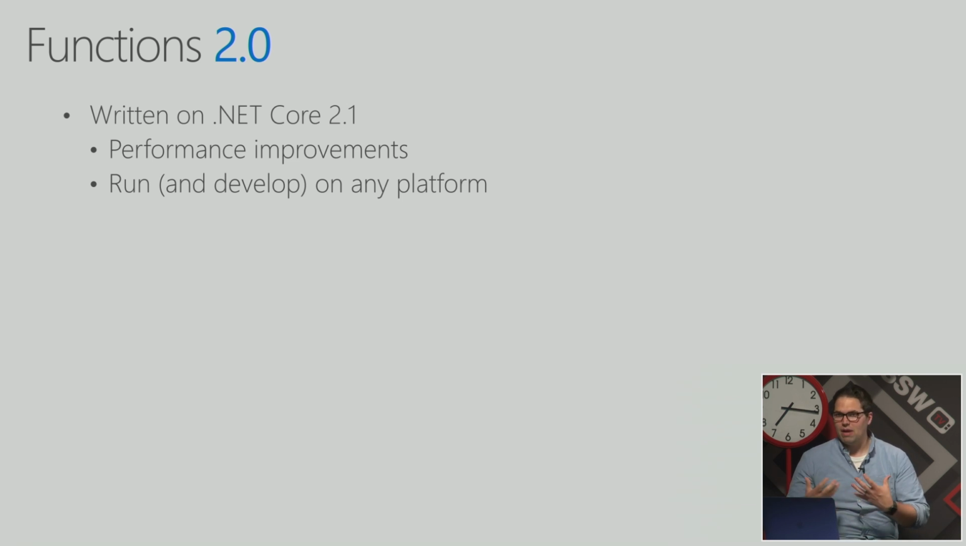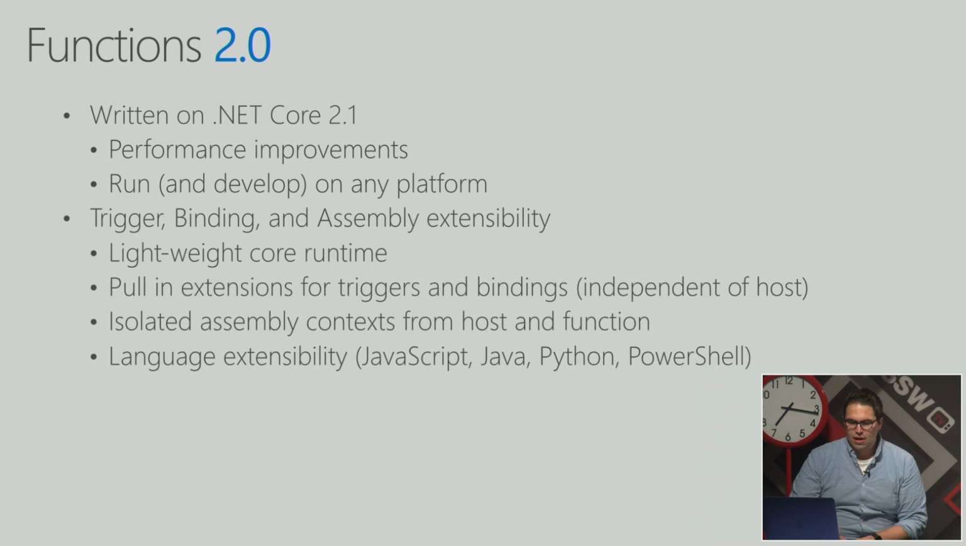You can't develop on a Mac when you have a .NET Framework application. We also have customers who want to host Functions in Linux containers, and you can't run Functions in a Linux container if it's .NET Framework. So we rewrote the Azure Functions runtime in .NET Core 2. It's now .NET Core 2.1, and it's compatible with .NET Core 2.2, and we'll keep moving it up from there. It comes with a number of new trigger, binding, and assembly extensibility.